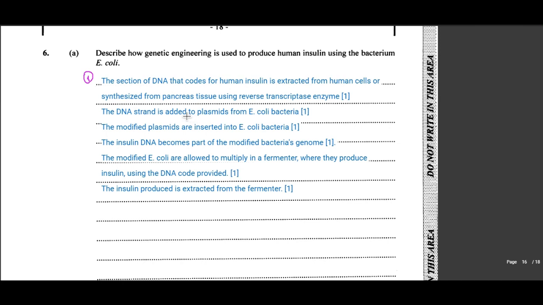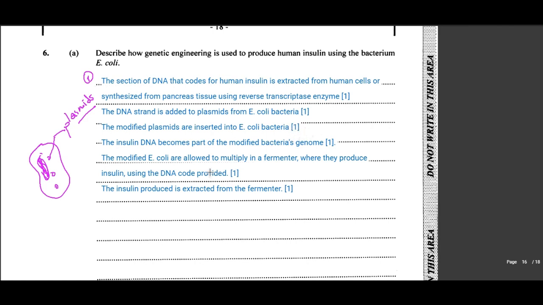Then the DNA strand is added to plasmids from E. coli bacteria. Remember when we talked about the bacteria in part 1? You have a bacteria, you have a nucleoid, and then you have these tiny loops of DNA. Those are your plasmids. Very useful, guys. So these modified plasmids are inserted into E. coli bacteria. You're going to take those plasmids, open them up, add the DNA strand to it, close it up. Now it's a modified plasmid, and you're going to insert that into other E. coli bacteria.